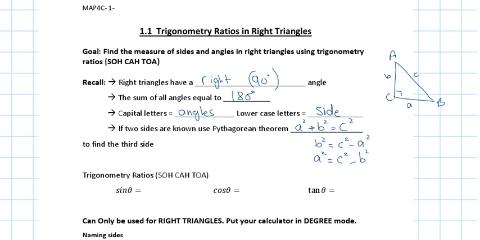So wait, you said b squared equals c squared minus a squared? That's when you're trying to solve for side b. Yes, I'm trying to solve for side b. Okay. Just so you know, side c is always considered your hypotenuse, even if you have different letters. You have to understand that.